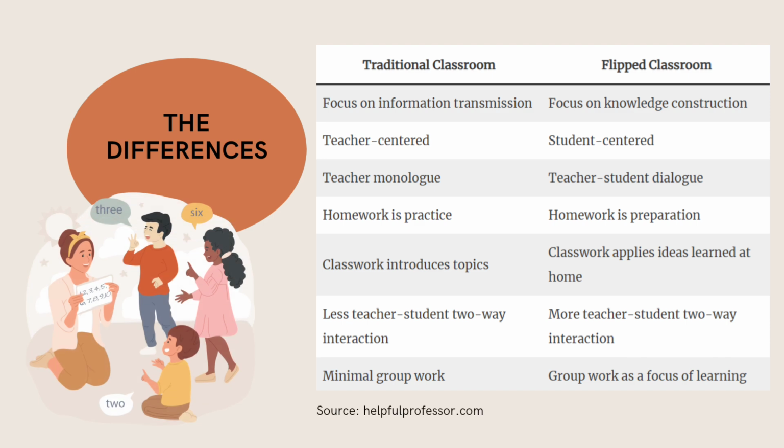And here are the differences between the traditional classroom and the flipped classroom. In a flipped classroom, it is more student-centered, and there is also teacher-student dialogue, and it focuses on knowledge construction instead of information transmission. And the homework is a preparation instead of practice. And also, classwork applies ideas learned at home, and it is more of a teacher-student two-way interaction than in the traditional classroom. And also group work is a focus of learning.